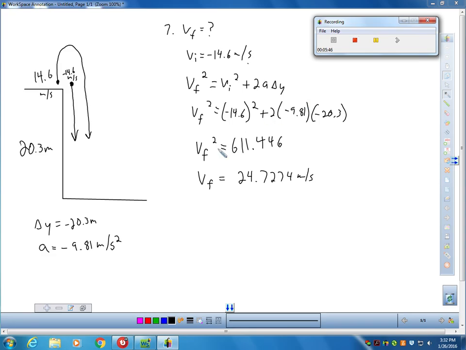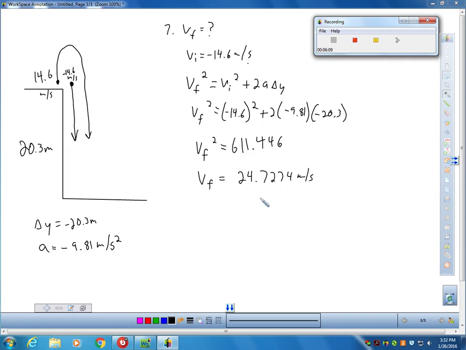All right, so when I did the math, I came up with VF squared equals negative 14.6 squared plus 2 times negative 9.8 times negative 20.3, and all that ends up being 611.446. When I take the square root of both sides, I get VF equals 24.7274. At least that's what my calculator says.